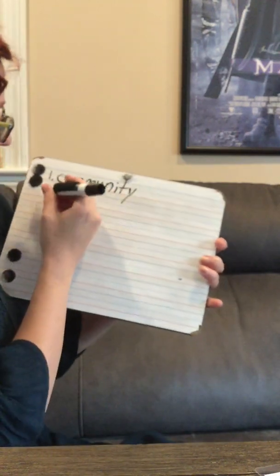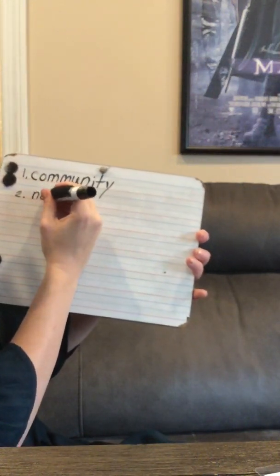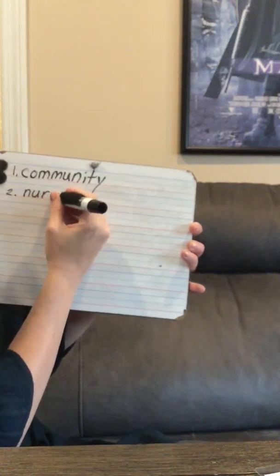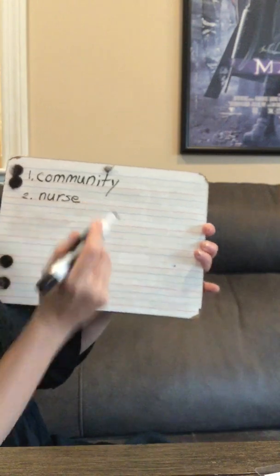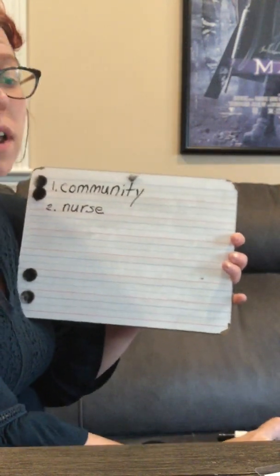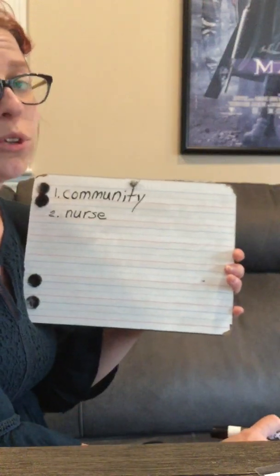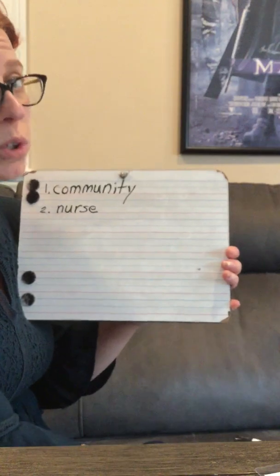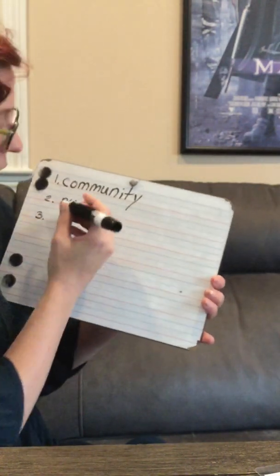That is community. Number 2, we're going to do the word nurse. So N, U, R, S, E. So because we're saying the S, we want the E at the end. So that would be nurse. Most of you know what a nurse is. It's someone who works alongside the doctor. It's the person who helps the doctor and usually is the one you see the most of in an office. But with that in mind, number 3 is doctor.